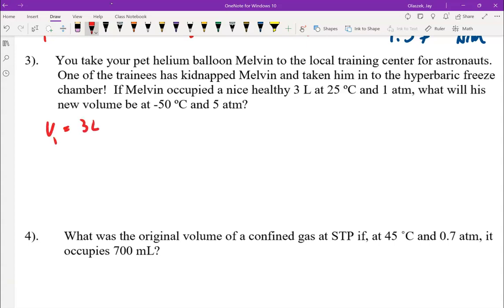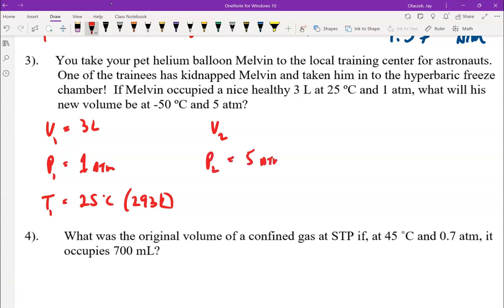We got a V1, 3 liters. We have a P1 of 1 atmosphere. And we have a T1 of 25 degrees Celsius. We're going to add 273 to get that into kelvins. We're trying to find the new volume, which is V2, at a new pressure P2 of 5 atmospheres, and our new temperature of negative 50 degrees Celsius. We're going to get that into kelvins by adding 273 to negative 50, and of course that's 223.